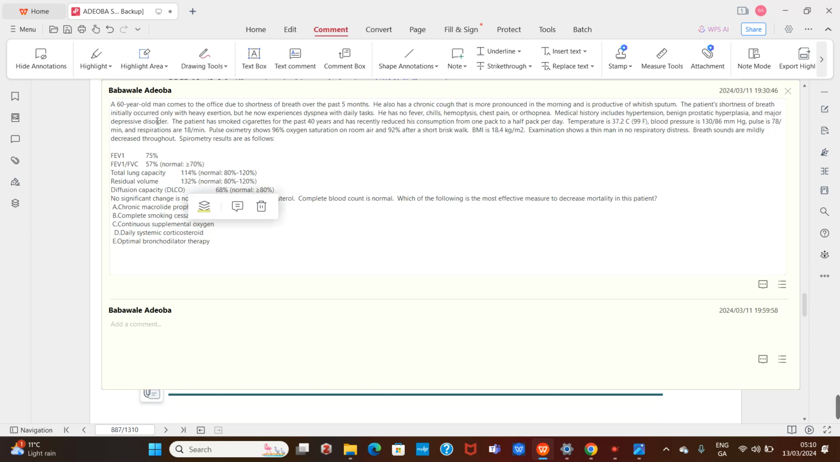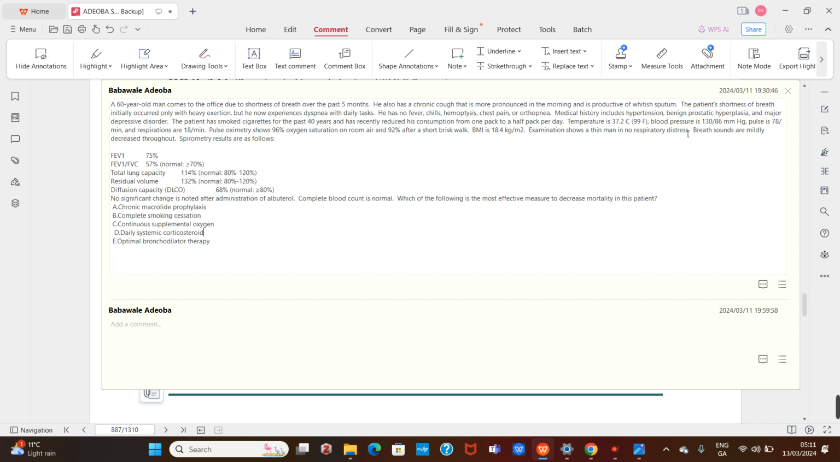A 60-year-old man comes to the office due to shortness of breath over the past 5 months. He also has chronic cough that is more pronounced in the morning, productive of whitish sputum. The patient's shortness of breath initially occurred with heavy exertion, but now he experiences dyspnea with daily tasks. He has no fever, chills, hemoptysis, chest pain, or orthopnea. Medical history includes hypertension, BPH, depression. The patient has smoked cigarettes for the past 40 years and has recently reduced his consumption from 1 pack to half pack per day.